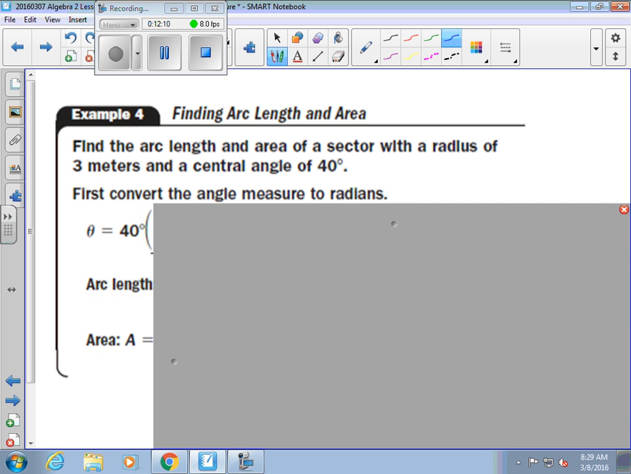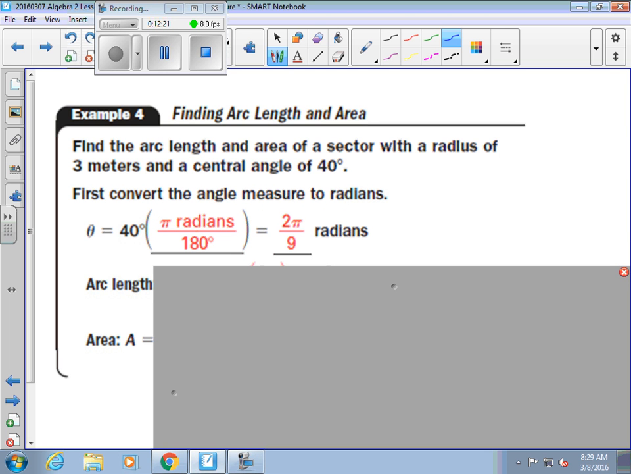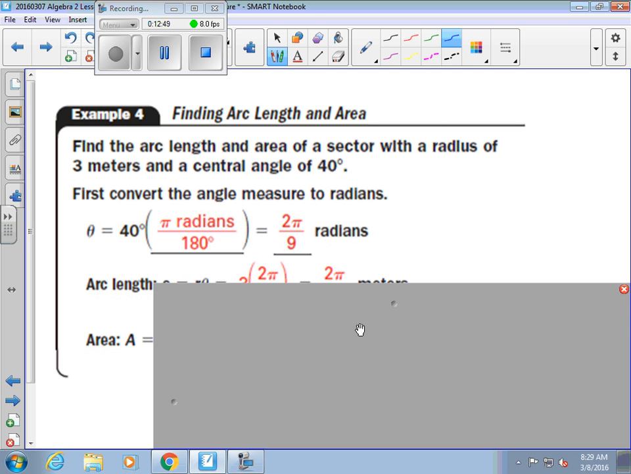Find the arc length and area of a sector with a radius of 3 meters and a central angle of 40 degrees. First, convert the angle measure to radians. So, if you have 40 degrees, to convert it to radians, you multiply it by pi over 180. So 40 pi over 180 simplifies to 2 pi over 9. That's changing 40 degrees into radians.